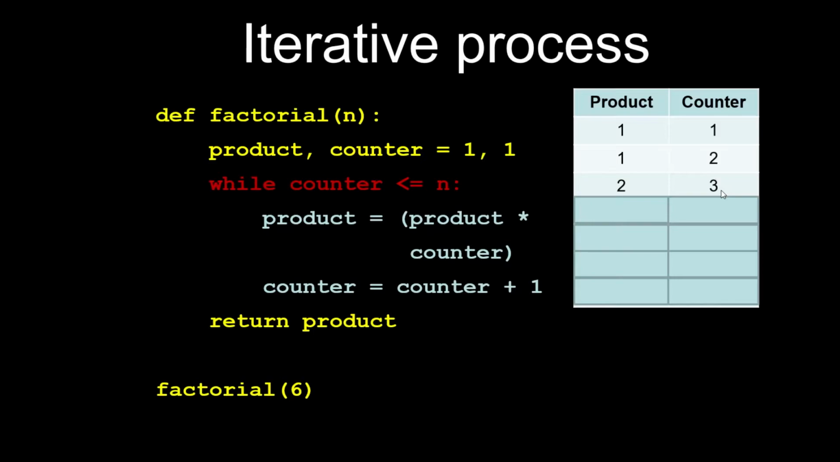Then now I'm out of the loop. I've finished one more loop. I'll check again what is my n. n is 6, it is still more than my counter. So you still run.